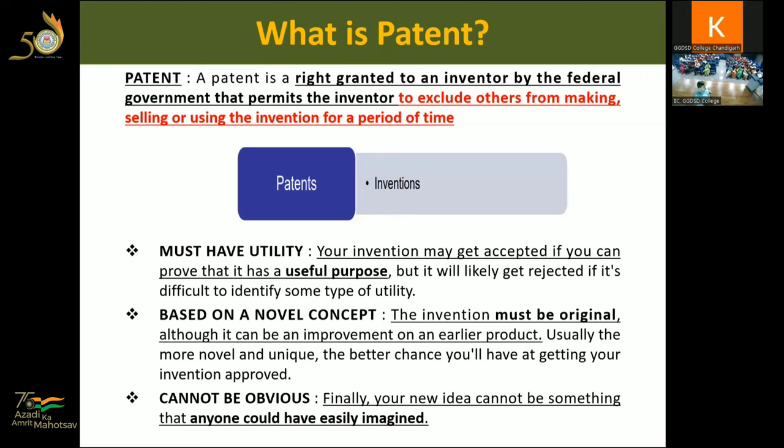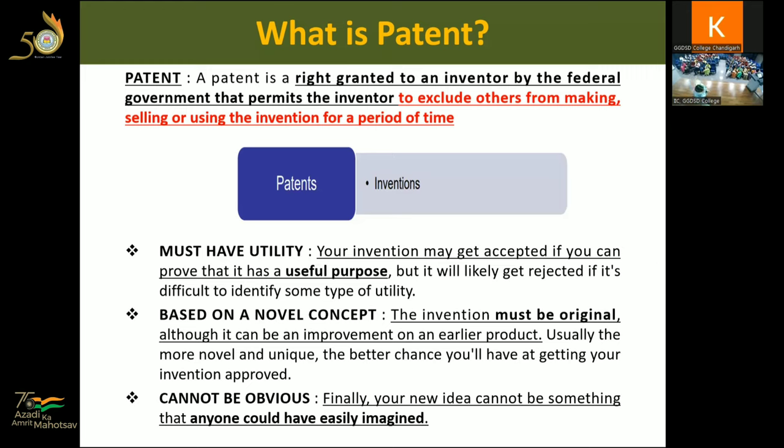Now, as sir was saying, a patent must have a utility. If it has a utility, then only it is going to be protected. If it doesn't show any sort of utility, then in that case, it may not be protected. Similarly, the invention should be a novel concept. It should not be such which is already known. Something which is new, right?